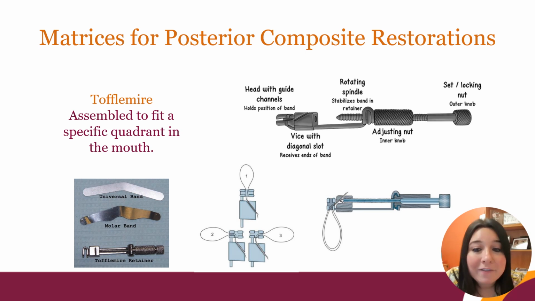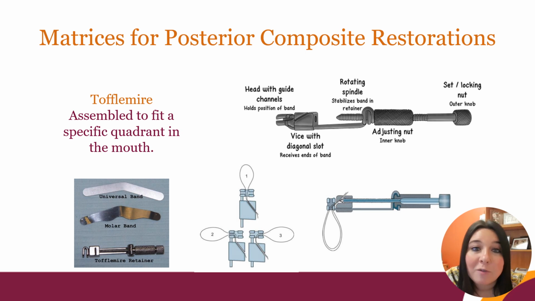Toffelmeiers are beneficial if there is not an adjacent tooth. That may be the only time that I might use one, but there also are automatrixes. So I'd probably lean towards an automatrix instead of a Toffelmeier if there's not a tooth behind or in front of the tooth that we're working on.